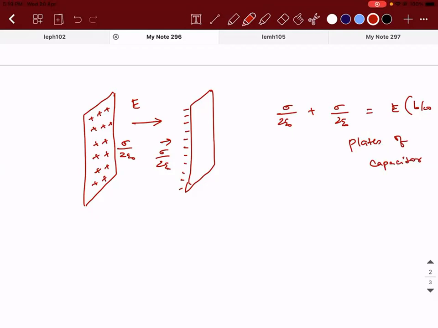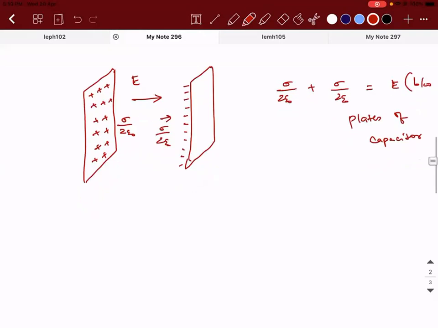So this is going to be the value of electric field between the plates of the capacitor. Correct? Now, there is a relation between electric field, potential difference and distance. So if I say the distance of separation between the plates is D, and the area of cross section of each plate is A.